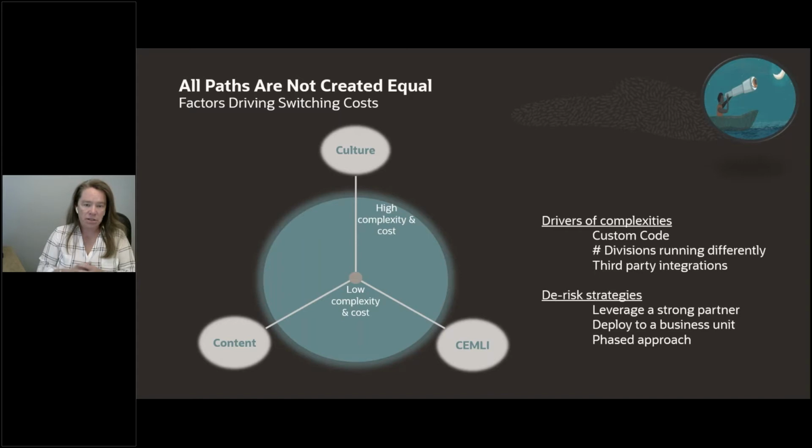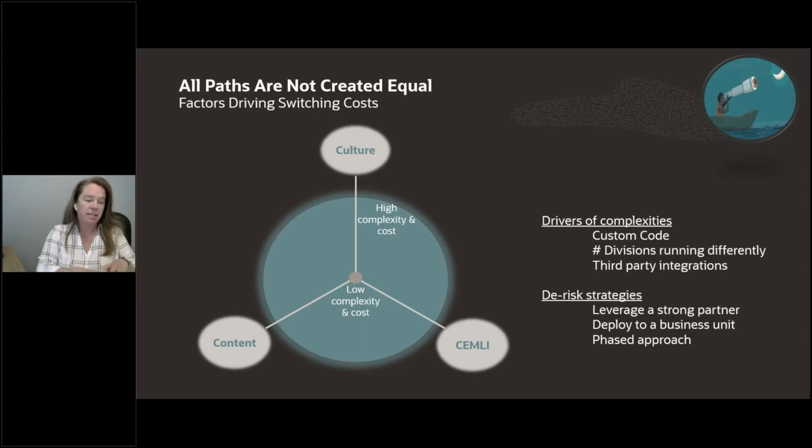So just briefly, this could be a very long conversation. I could do a whole webinar just talking about how all these paths aren't created equal, what are the factors that drive these different switching costs, and we put them into these 3 C's, and these are really the things that drive complexity. As an example, the degree to which you've got customizations, or looking at your Chemleys.